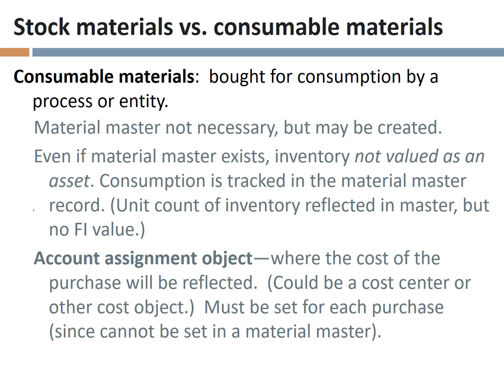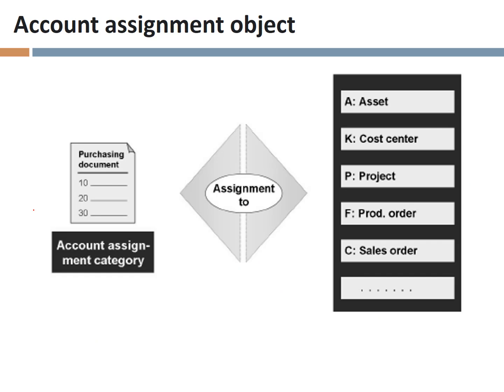We have to set this on a purchase by purchase basis. So we're going to go out and we're going to buy shop rags, and we're going to say, oh, these are for the guys that work in manufacturing assembly. So we assign it to that cost center. A week later, we buy more shop rags, and they're for use by the janitorial staff. So we assign it to the janitorial cost center. So every time we buy these things, we're going to have to associate it with an account assignment object.